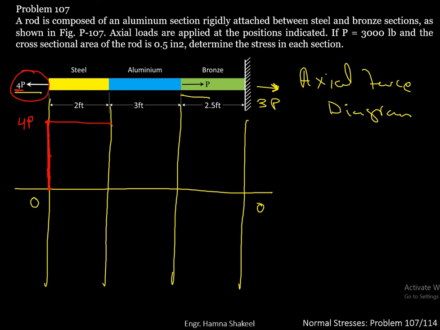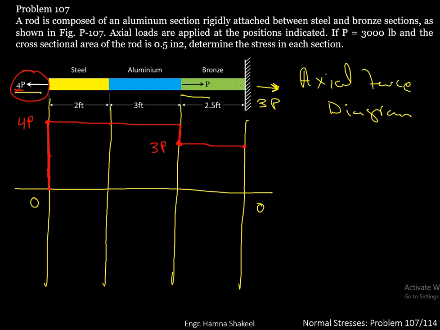This is the junction of steel and aluminium, and you can see here that no additional force is acting between steel and aluminium. So you will have the same 4p force in the aluminium as well. This is now the junction between aluminium and bronze. So here you have got a compressive force of p acting on the bronze. So if 4p here is positive and p here is negative, you will have to go down 1p unit, and here you have got a force of 3p. So 3p force is acting on bronze, and then this 3p force will continue along the bronze section.